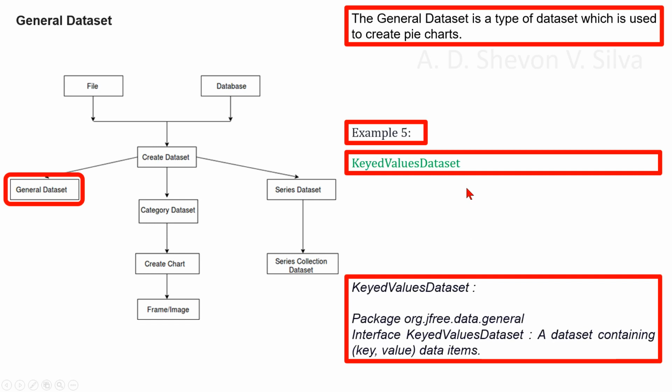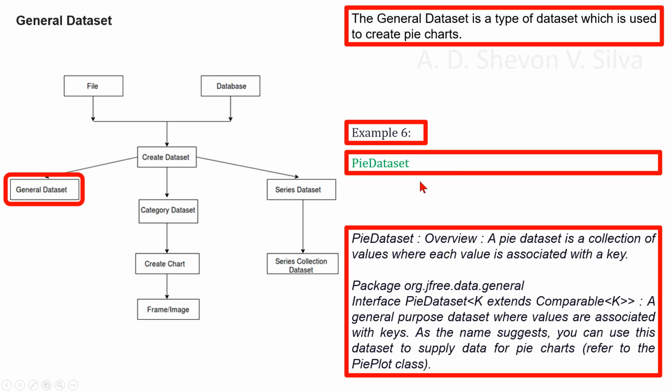KeyedValuesDataset. Interface KeyedValuesDataset in package org.jfree.data.general. A dataset containing key value data items. A KeyedValuesDataset is a collection of values where each value is associated with a key. A common use for this type of dataset is in the creation of pie charts.